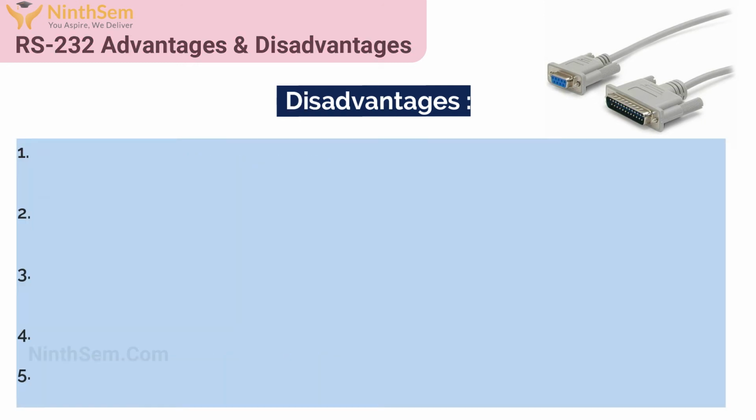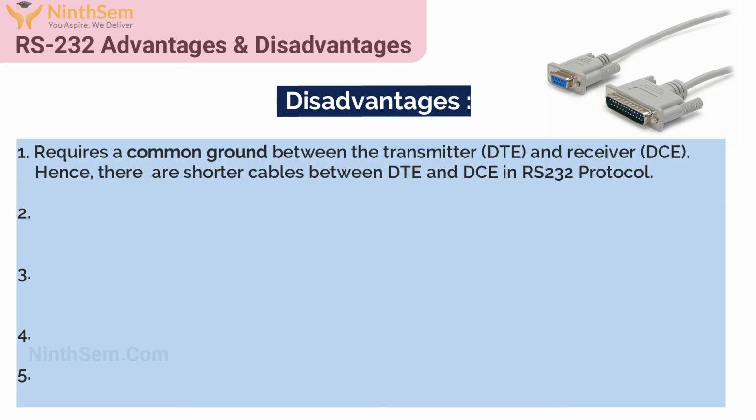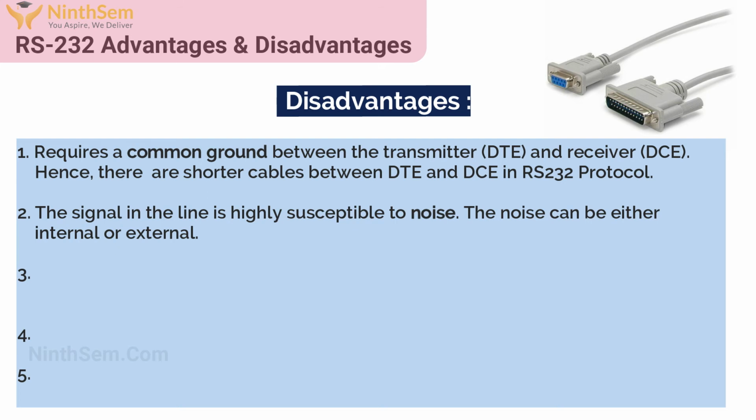Similarly, talking about the disadvantages of RS232, there are many by the way, but the RS232 protocol requires a common ground between the transmitter and receiver. Hence, this is the main reason for short cables between DTE and DCE in the RS232 protocol. The signal in the line is highly susceptible to noise. The noise can be either internal or external.